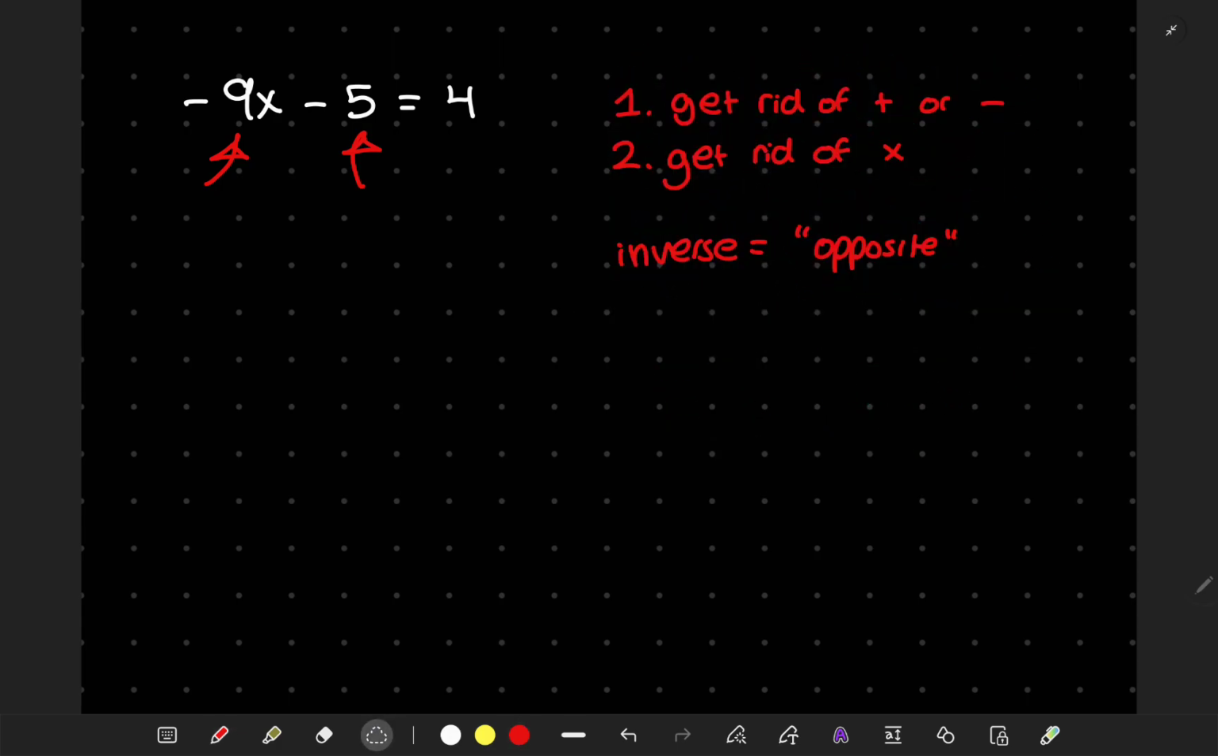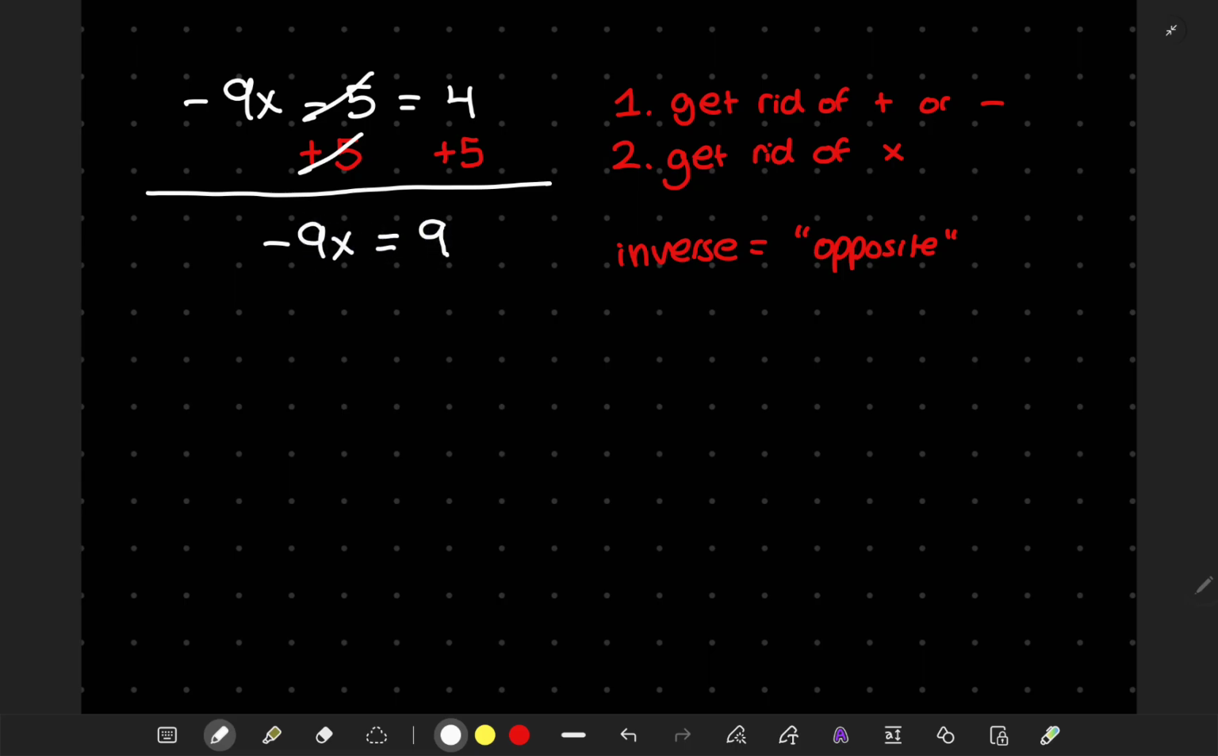Okay, so let me see where they are. This negative 9, that's in front of x. That's being multiplied, right? Negative 9 times x. Can't be that one. So I'm going to get rid of this negative 5 first. Well, what's the opposite of minus 5? The opposite of minus 5, the inverse of it, is positive. If I do it to one side, I have to do it to the other because of the equal. The 5's, what happens to them? They cancel out. So all I'm left with is negative 9x equals 4 plus 5, which gives me 9.